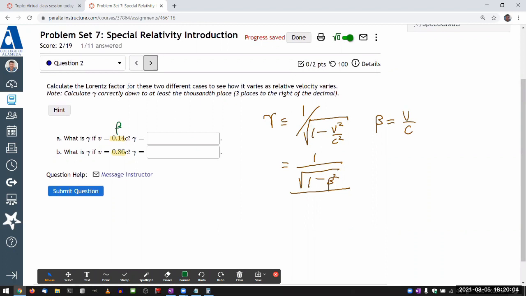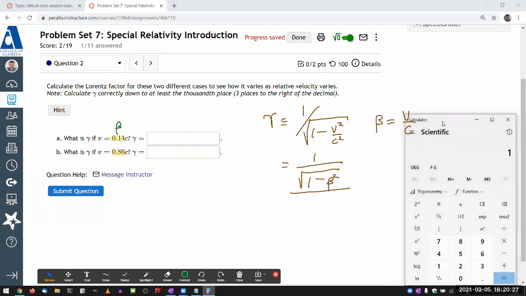So I'm calculating the Lorentz factor for these two different cases, and these are now constructed differently. The first number is rather small. The second number is designed to be rather large. So let's see with beta equals 0.14, 14% of the speed of light, what kind of gamma we get. So, one divided by the square root of one minus beta squared, 0.14 squared, and then equal to get gamma.